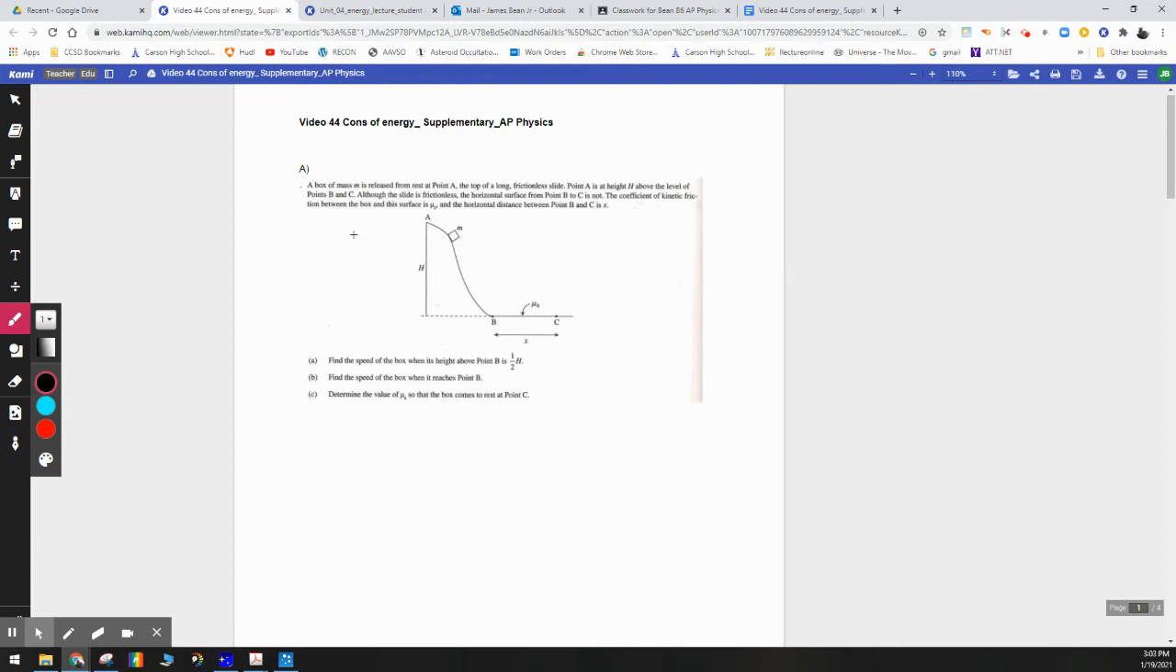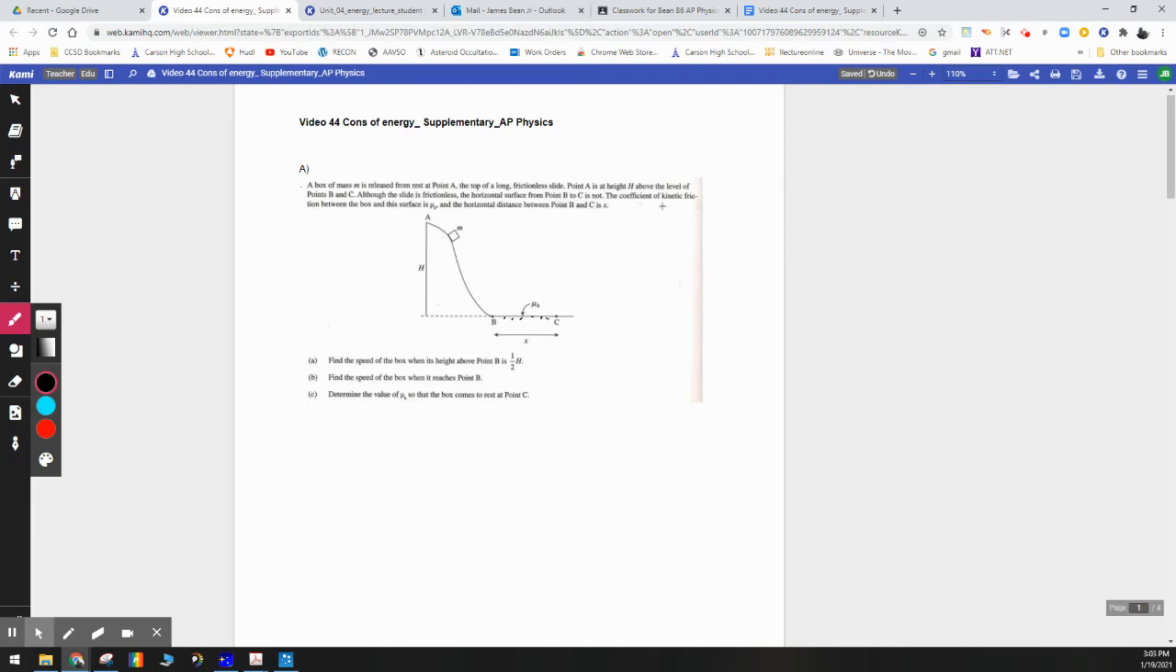Point A is at height h above the level of points B and C. Okay, so this is point H here. Although the slide is frictionless, the horizontal surface from B to C is not. So there is some friction here. Okay, although the slide is frictionless, the horizontal surface from point B to C is not.